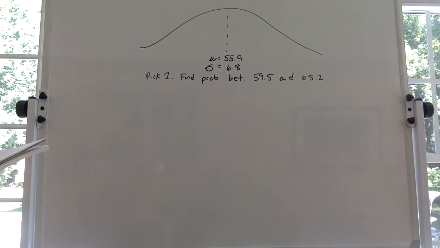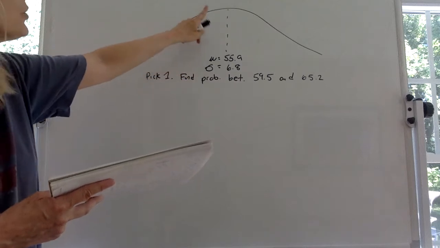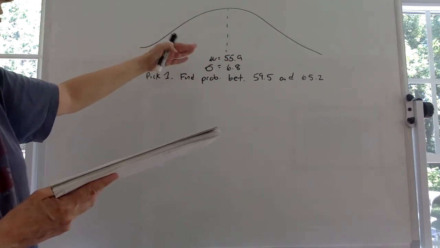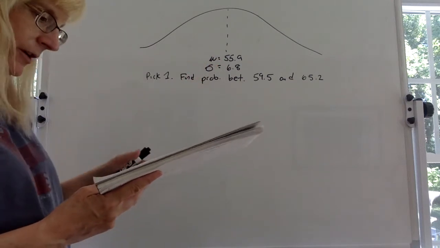Okay, for this problem, they're talking about heights, and they tell us our mean is 55.9 and our standard deviation is 6.8. So I drew a normal. They tell us it's normally distributed, so it's bell-shaped. Mean is right down the middle.